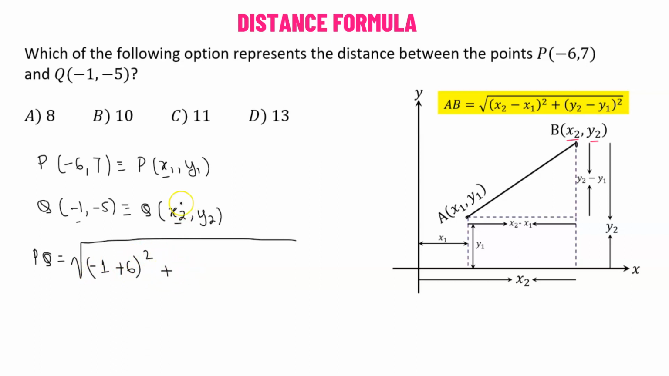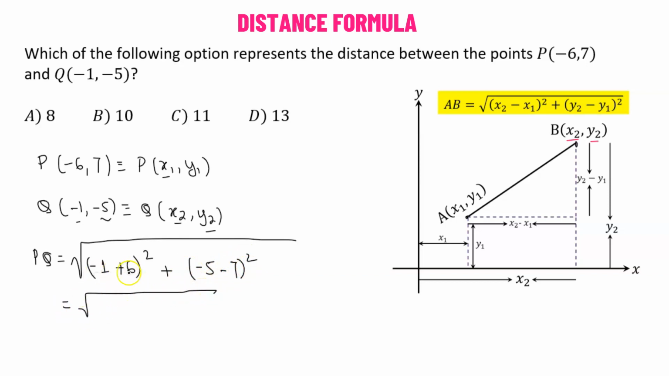Added to, next we need the difference of the y coordinate. So we have y2, which corresponds to the value -5. Then from it, we are going to subtract y1. Now y1 is +7. So we have -5 minus 7 and then square the result. This will be equal to the square root.